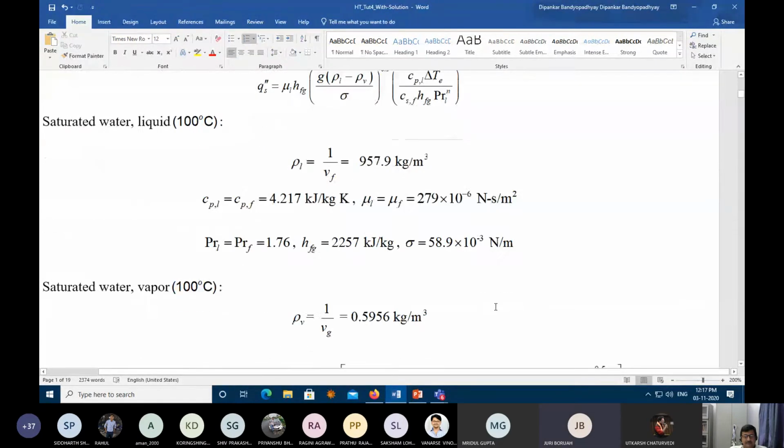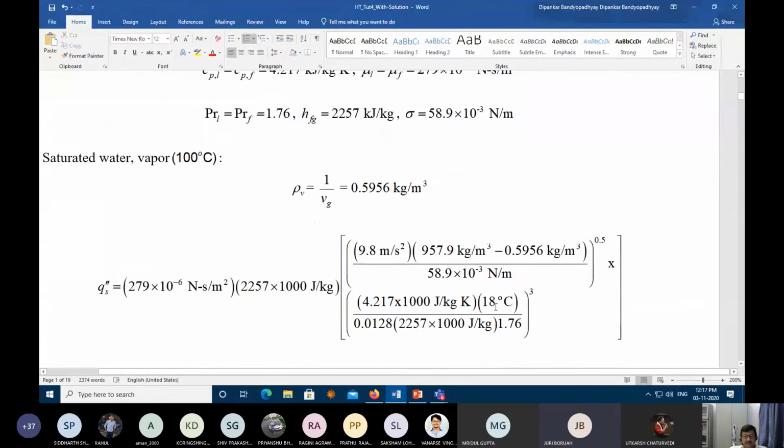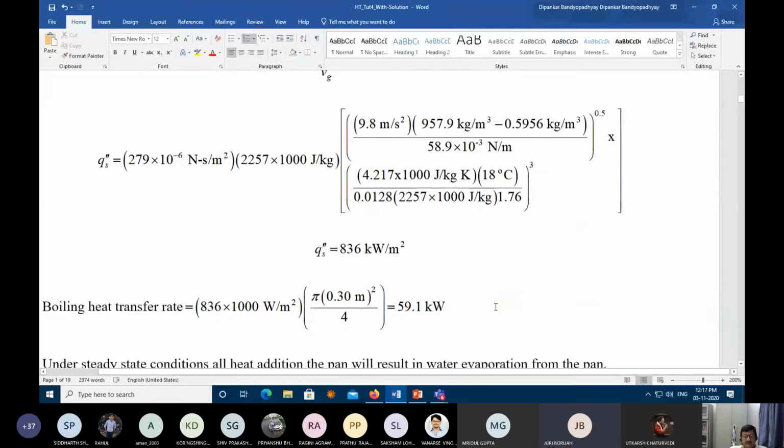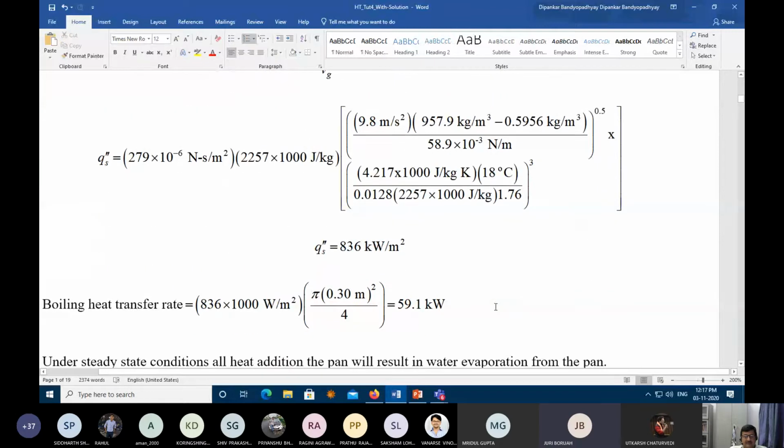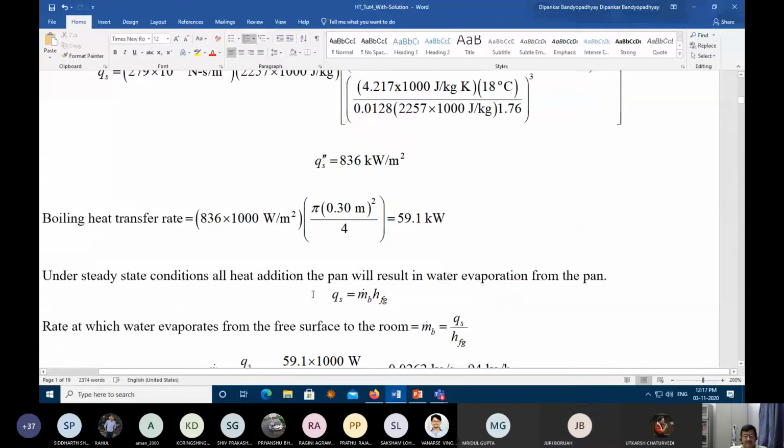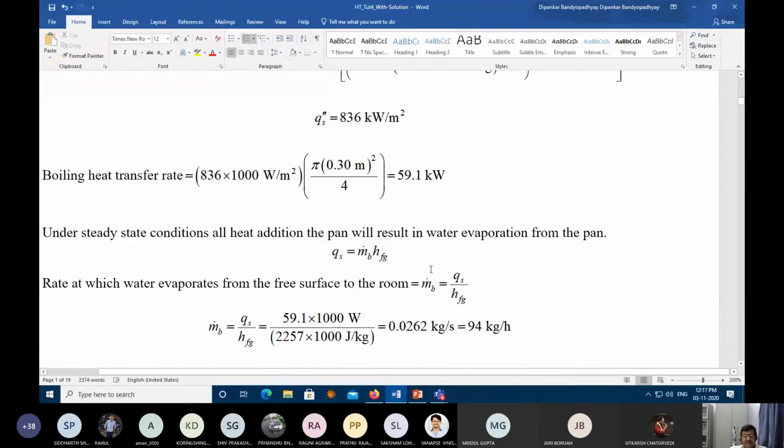Sir, the evaporation rate will be Q divided by HFG. So the evaporation rate will be the mass flow rate, right? Sir. So how much is the mass flow rate here? What is m-dot? It will be Q by HFG, right? So how much is that?